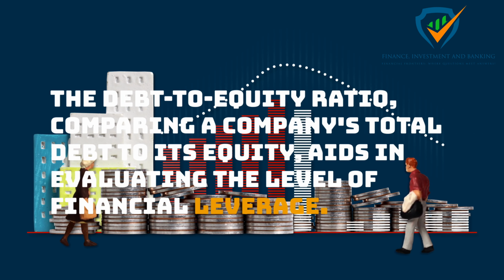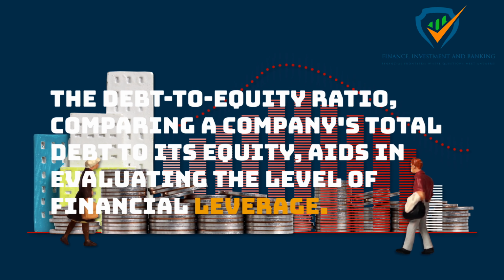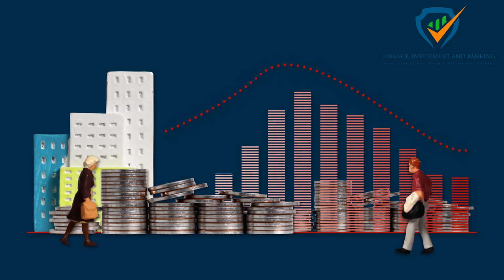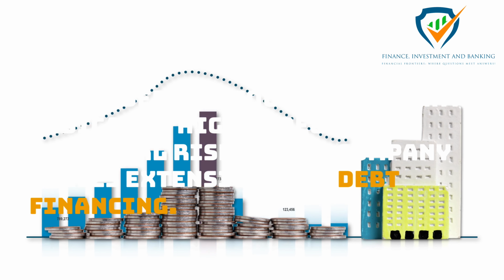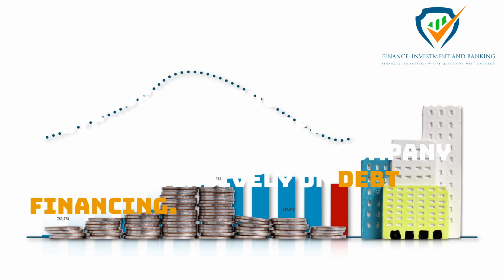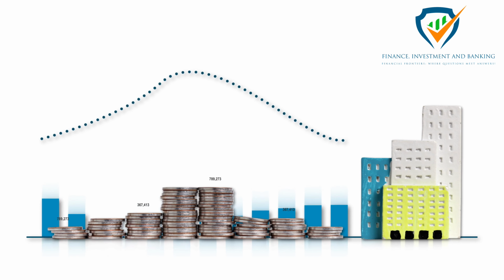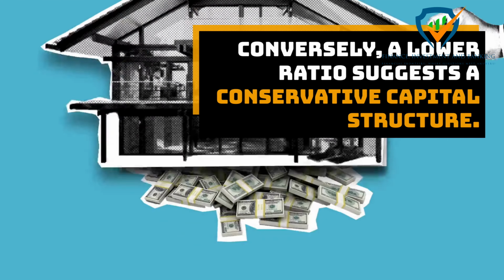The debt-to-equity ratio, comparing a company's total debt to its equity, aids in evaluating the level of financial leverage. A high debt-to-equity ratio may indicate a higher degree of financial risk, as the company relies extensively on debt financing. Conversely, a lower ratio suggests a conservative capital structure.